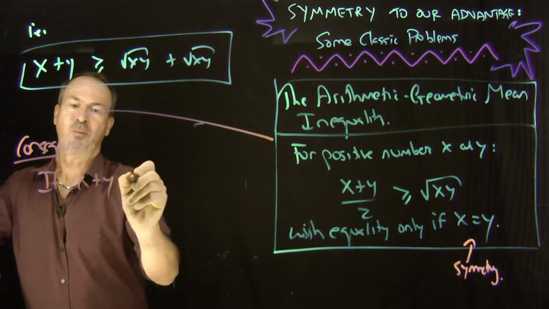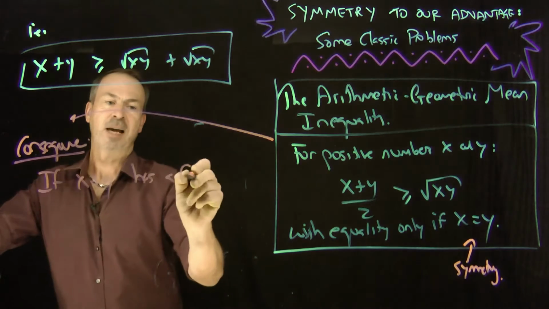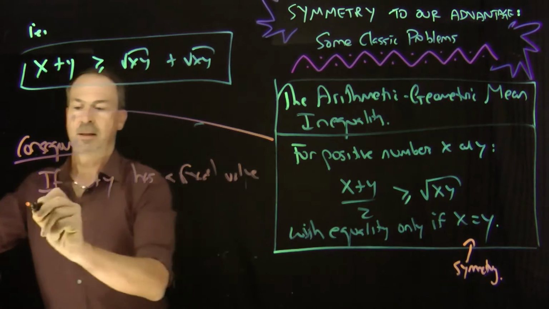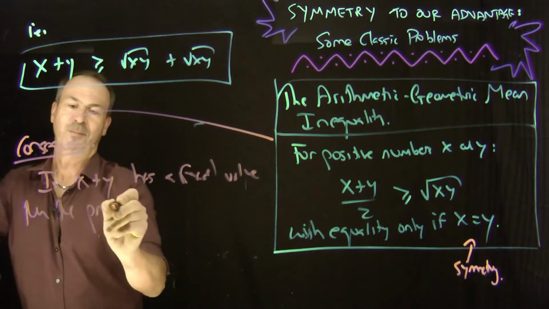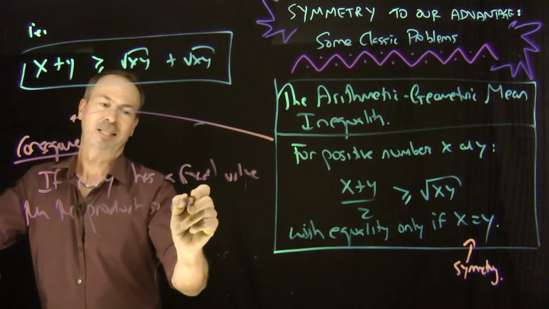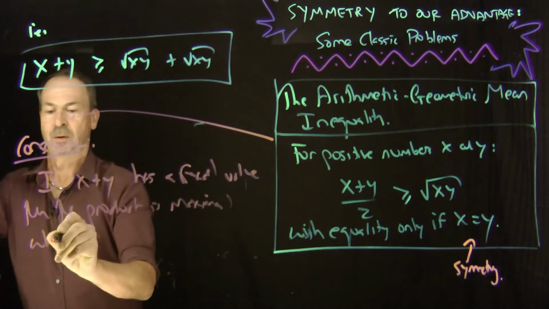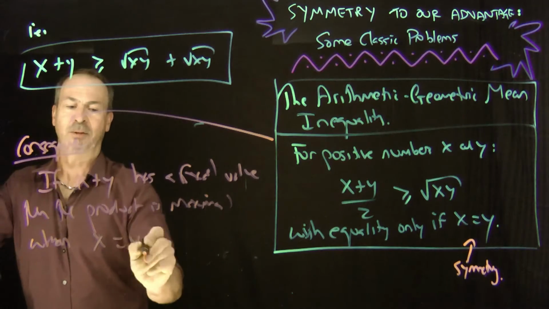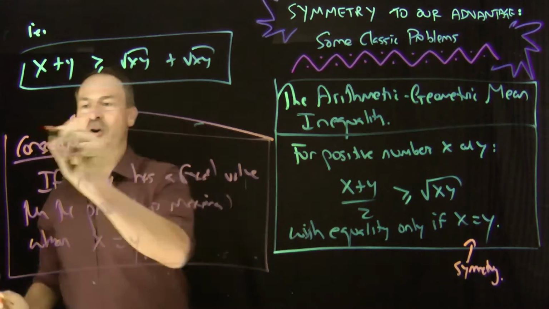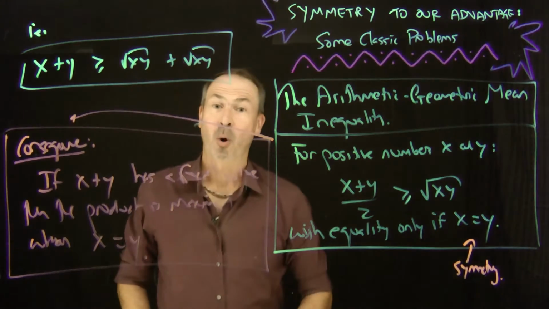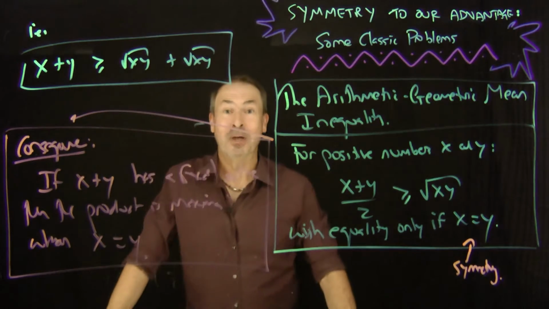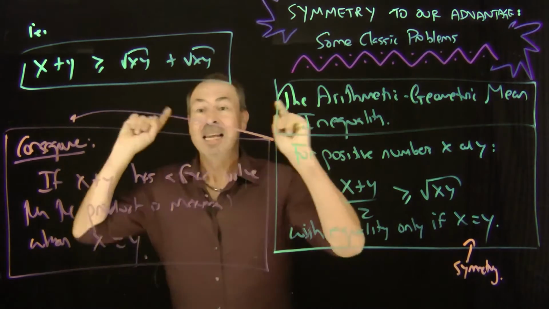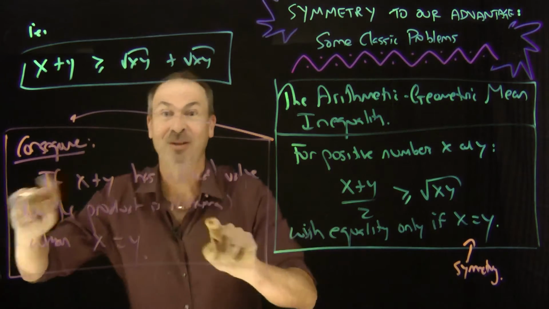If x plus y has a fixed value, then the product is maximal when we have symmetry, when x equals y. So there is a formal consequence of the geometric mean inequality for the ideas we've been doing all along in this video so far. In fact, let me solve one of the previous problems using this result right here.